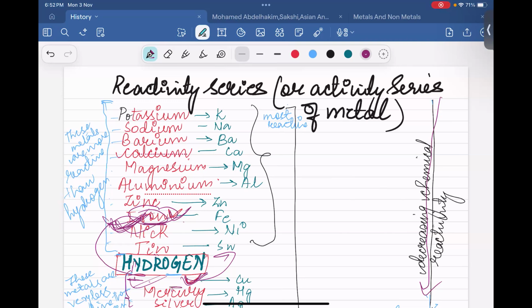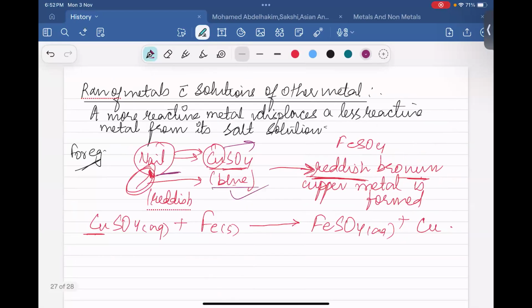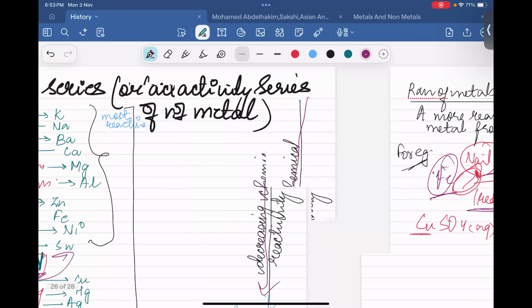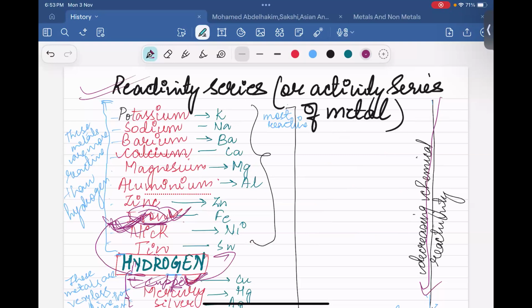So copper is less reactive, which means it is displaced, it comes out of the solution because of this nail, that is iron. Iron comes above in the series. So this is the application of the reactivity series. Got it?